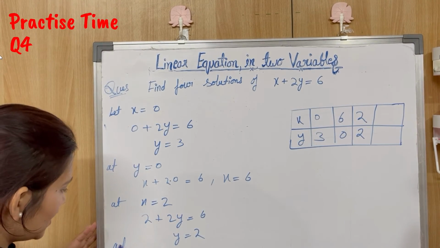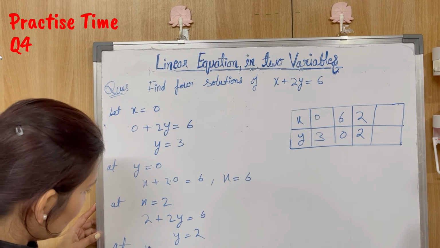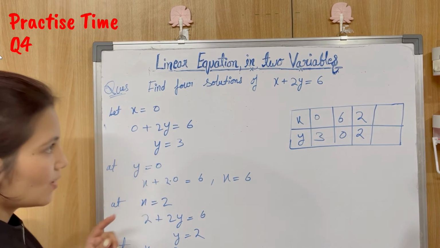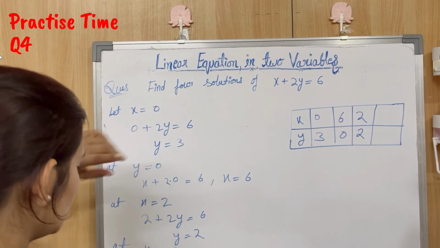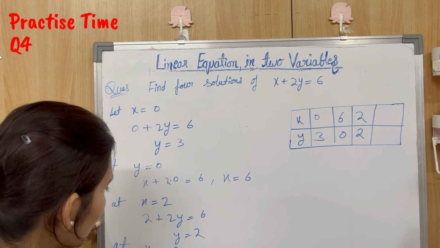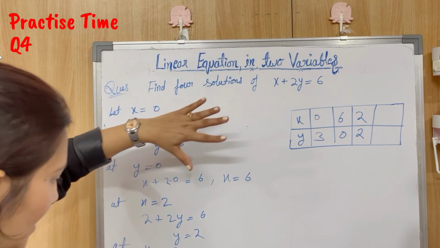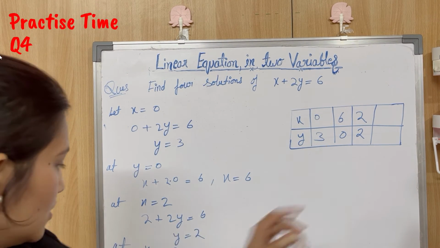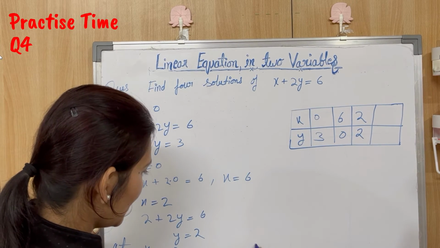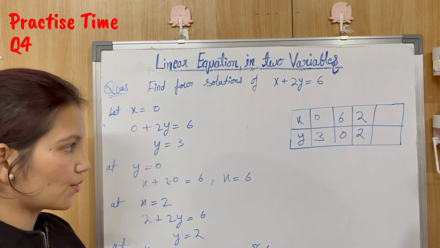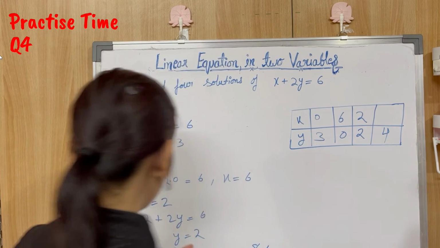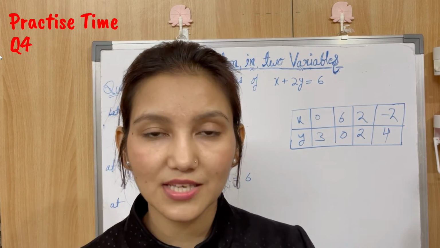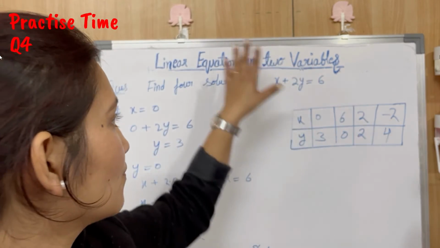Now next value, x is equal to, let's say, minus 2. So at x is equal to minus 2, minus 2 plus 2y is equal to 6. Minus 2 will go to the right hand side. It will become 8. So y will become 8 upon 2. That is 4. Okay. So y will become 4 at x is equal to minus 2. So these are 4 values of x and y that will satisfy this equation.